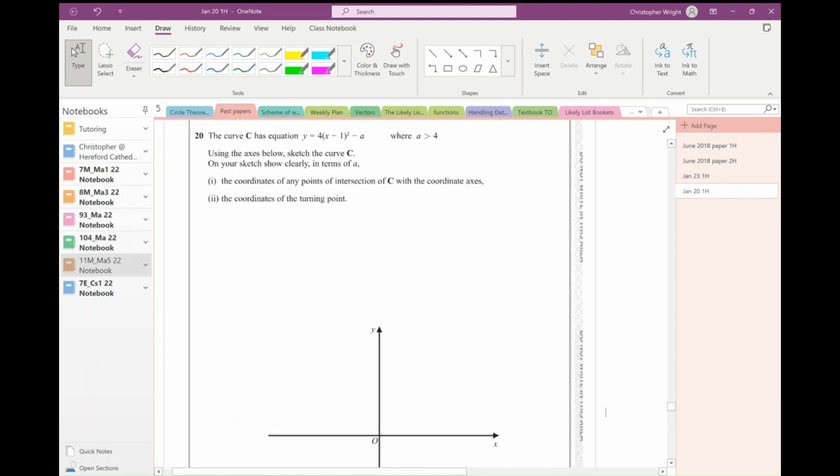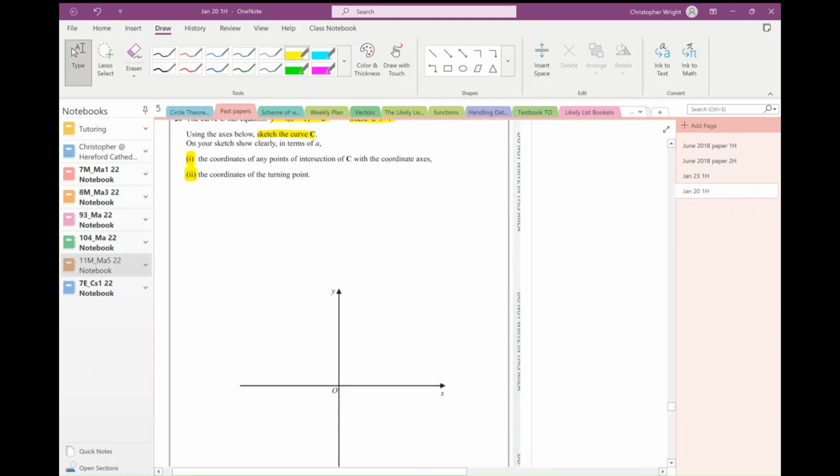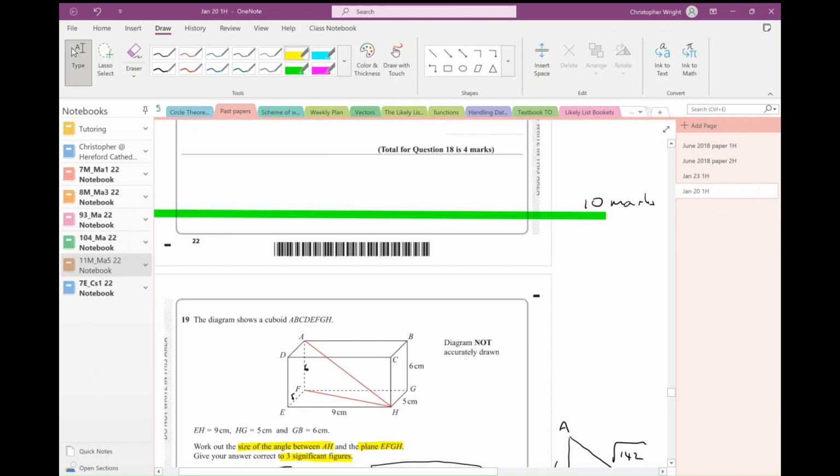Right, the curve C has this equation, where a is greater than 4. Using the axis below, sketch the curve C on your sketch so clearly in terms of a. Right, I'm going to need to check that I show everything that they want to. Right, let's just sketch this graph, shall we? Now, we know that it's a quadratic.